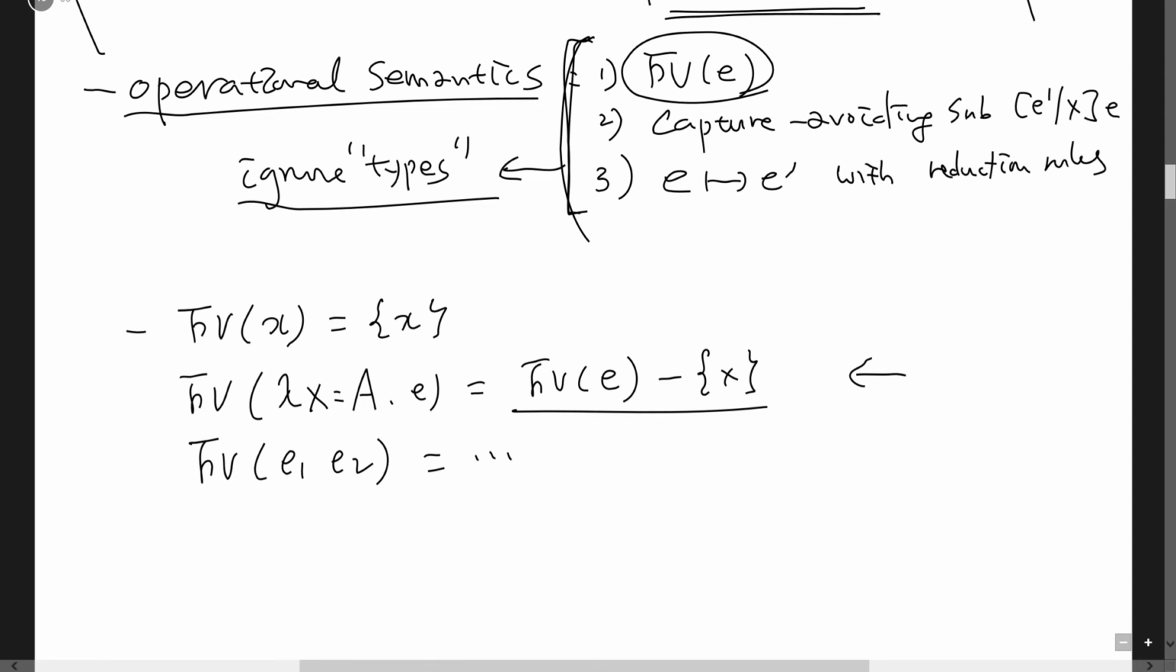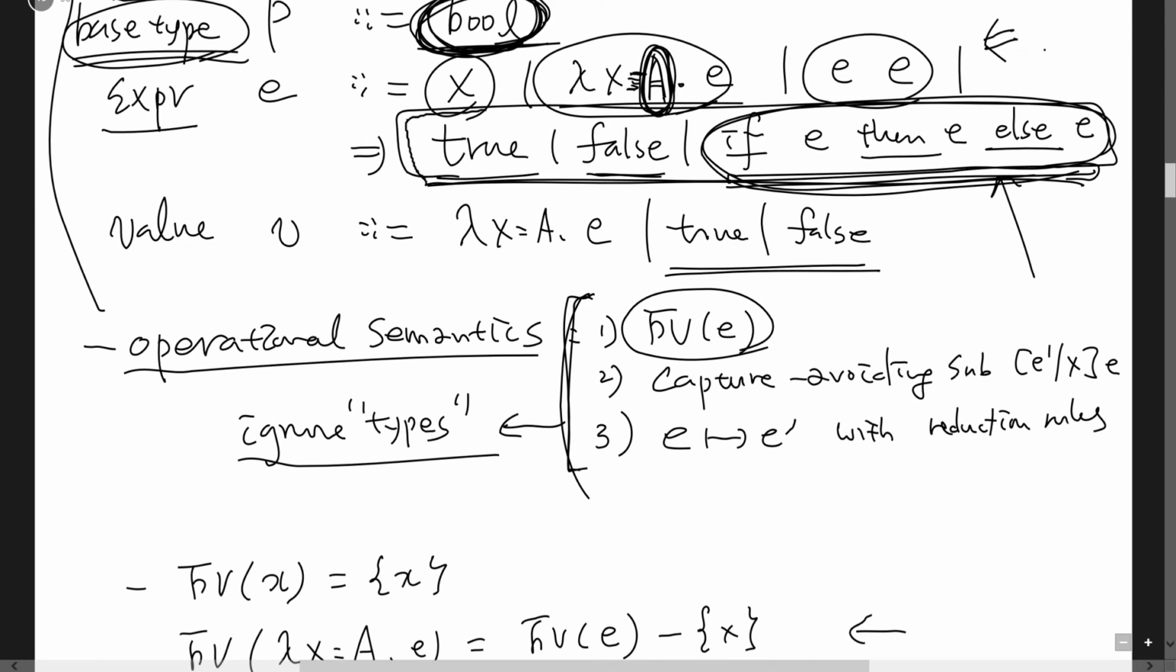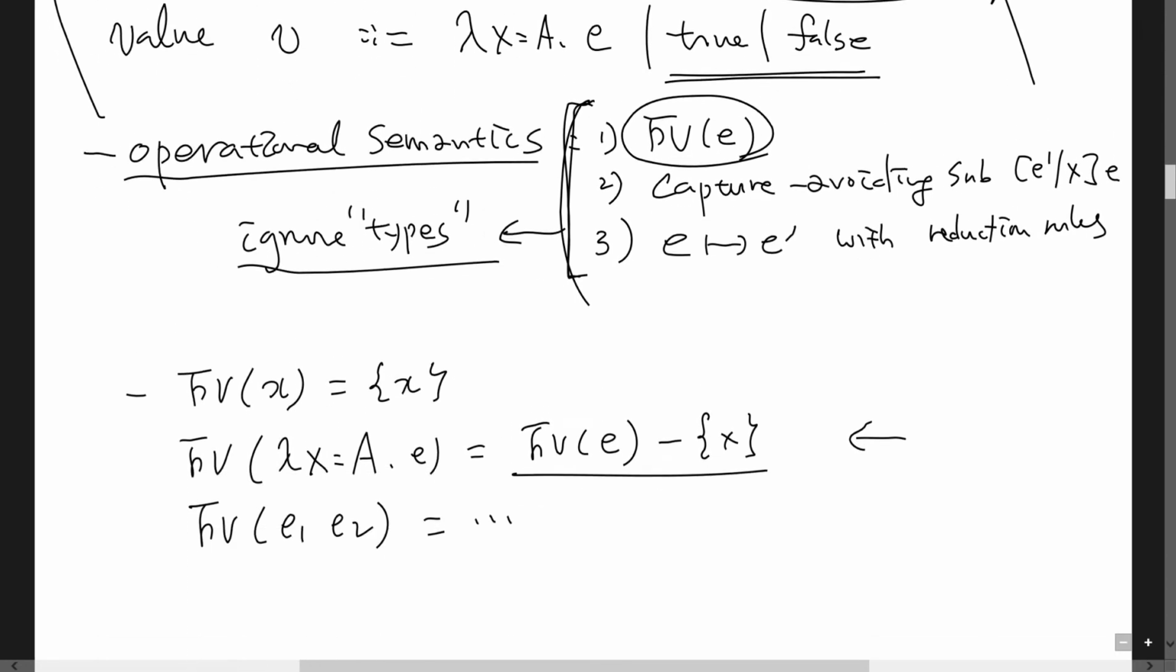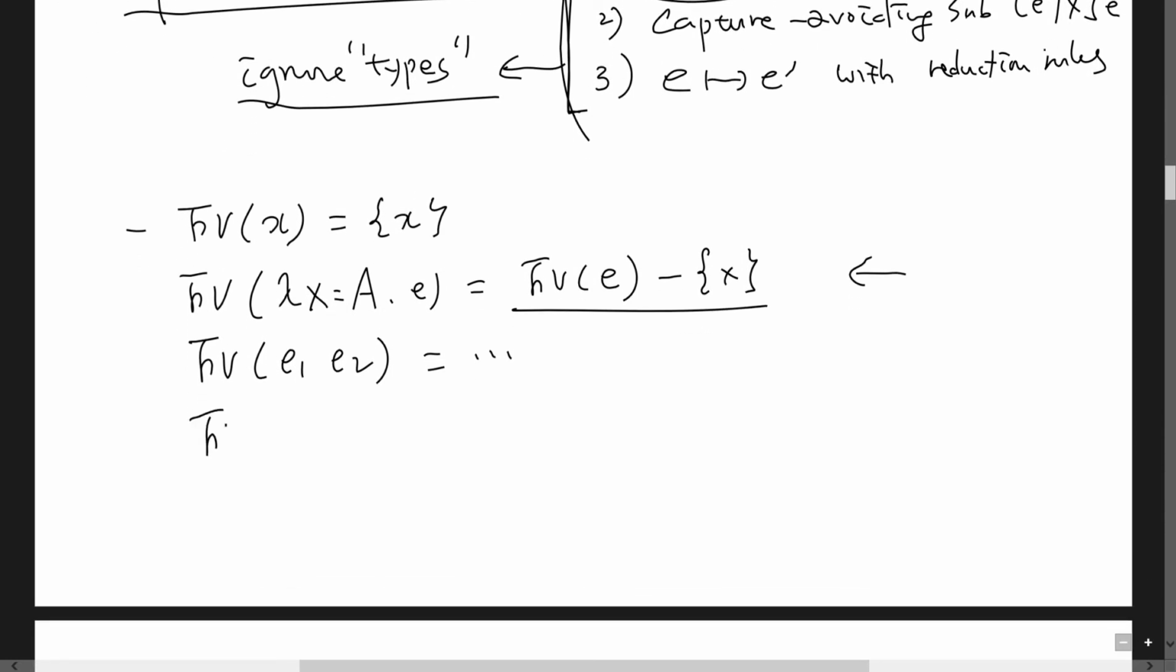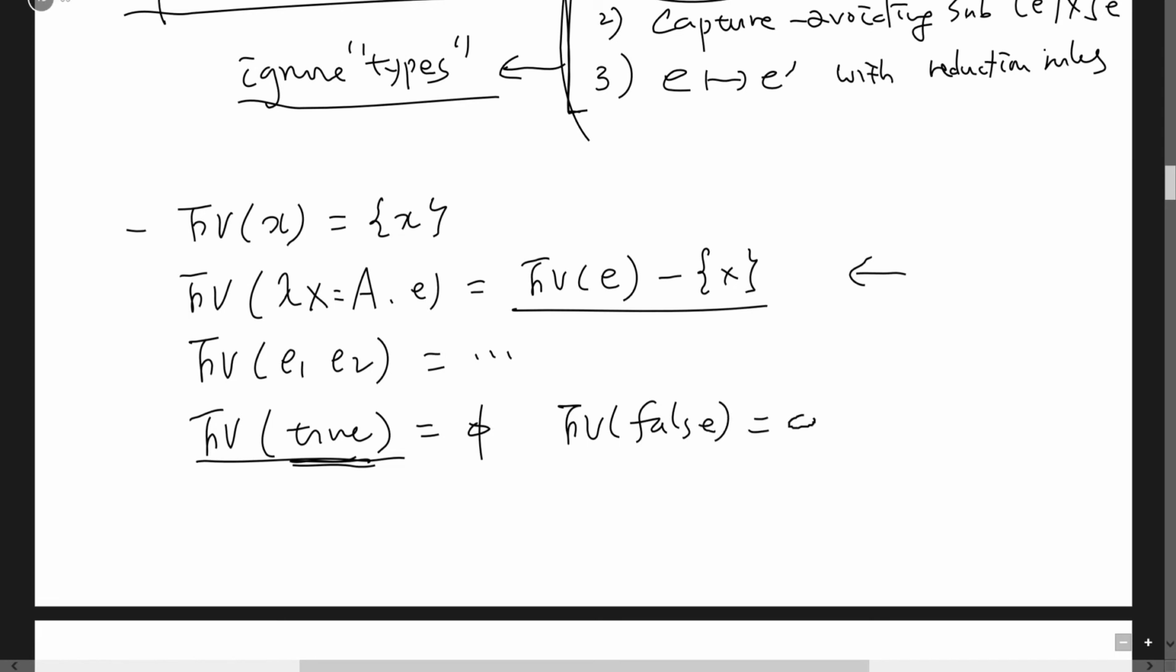But unfortunately, we have three new language constructs here. So we have to extend this function. But it's trivial to define. The set of free variables in true is empty because there is no variable here. And similarly, free variables of false is also the empty set.